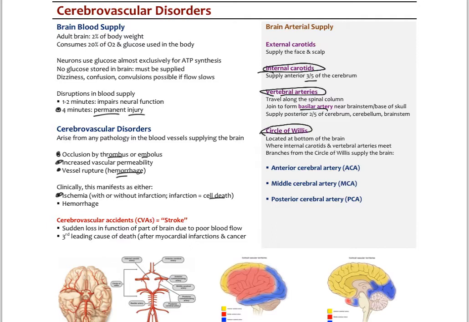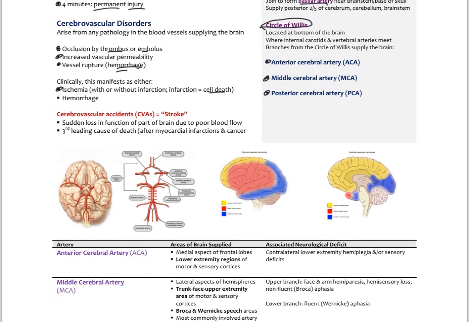From the circle of Willis, at the base of the brain, we have the anterior, middle, and posterior cerebral arteries branch off to supply different parts of the brain. And I showed you in the brain section the different perfusion maps of where the different branches supply. If you look at the side view here, you see the anterior cerebral arteries supplying the frontal lobe up into the parietal here.